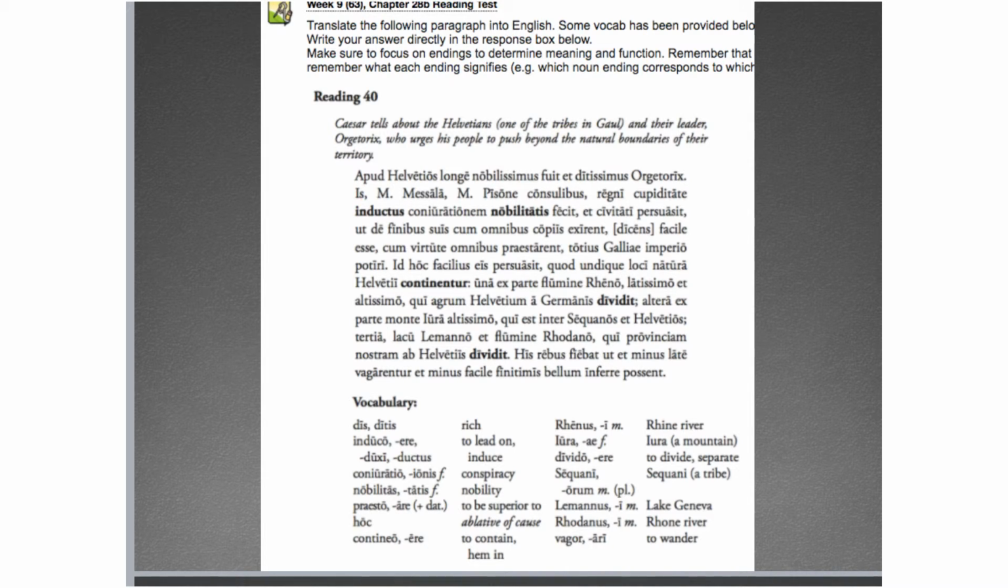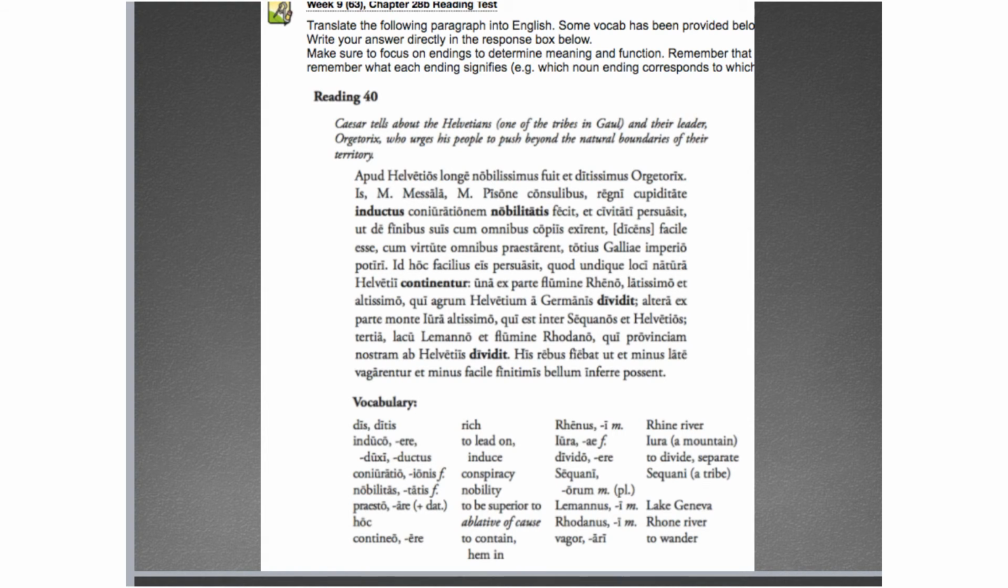So he, when Marcus Messala and Marcus Piso were consuls, taken by desire for the kingdom, for power, made a conspiracy of the nobles, and convinced the state to leave their borders with all their stuff, telling them that it would be easy, since they excelled, since they were amazing in virtue, to grab the power of all Gaul.